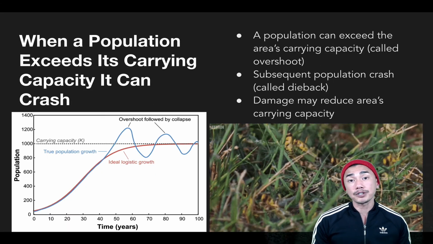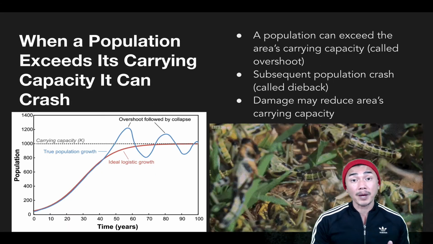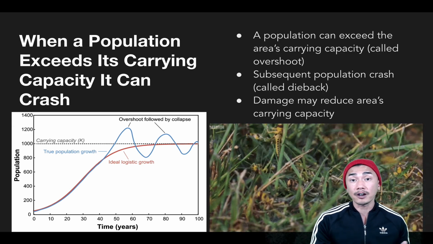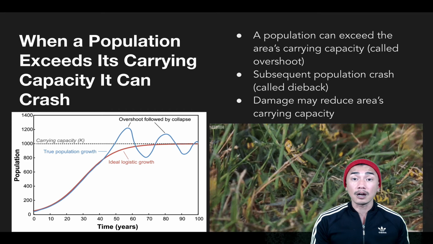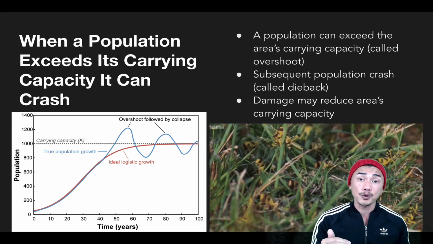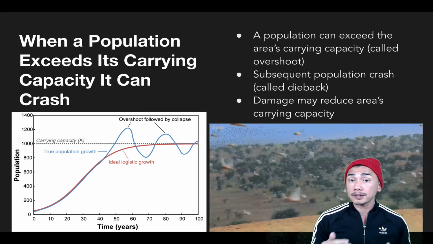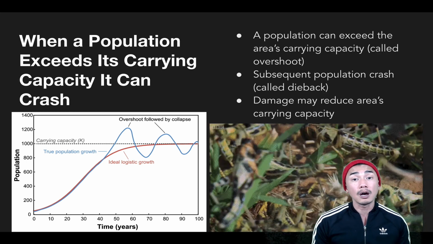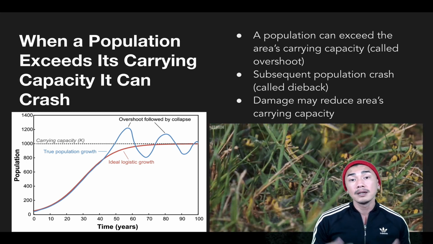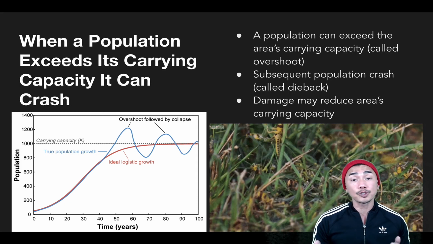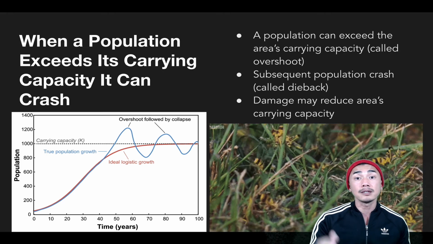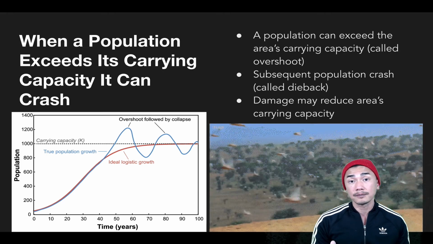A population can exceed its carrying capacity. This is called overshoot and occurs when environmental conditions favor a short-term population boom. This is not sustainable, however, and is followed by a population crash, also called a dieback. An example are occasional swarms of locusts that experience population booms, then subsequent crashes.